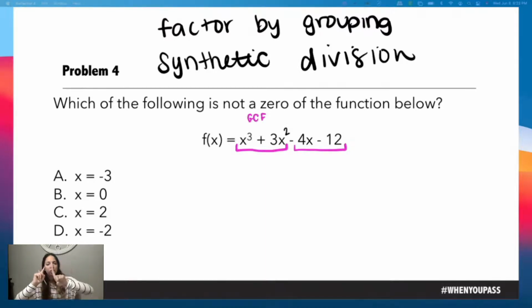What is the GCF of this little section? What do x cubed and 3x squared have in common? They both have x squared. So I'm going to factor out an x squared, and I'm left with x plus 3.